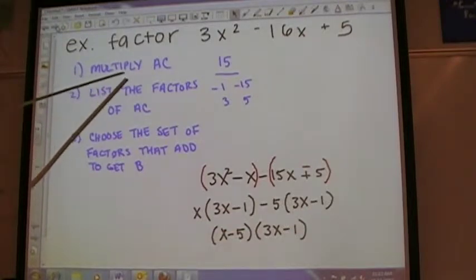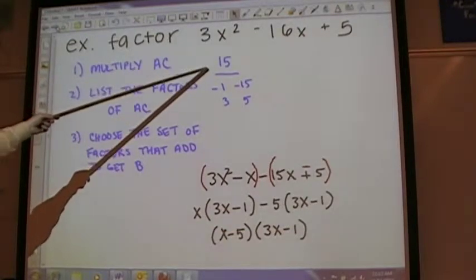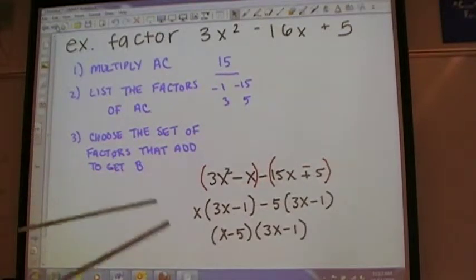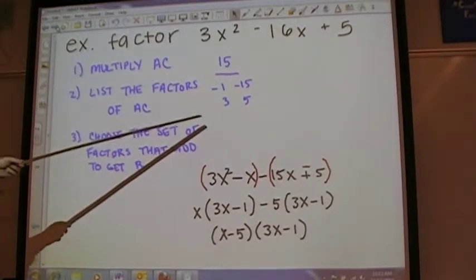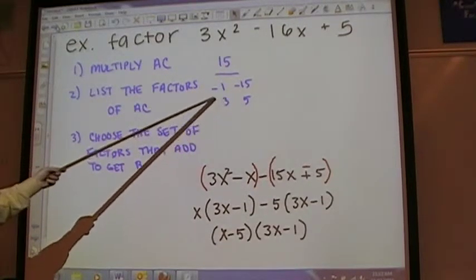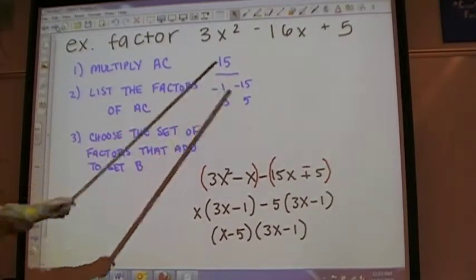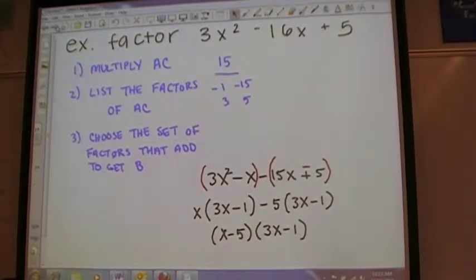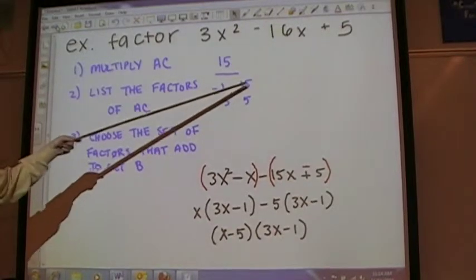You multiply A times C, which is what? 15. List the factors of A and C, which I listed to be 1 and 15, 3 and 5. I didn't put those negatives up until later. So list the factors of 15, 1 and 15, 3 and 5. And then you want to choose the set of factors that add to get your B value. B in this case is negative 16. So which set of factors add to give you B? Yeah, negative 1 and negative 15.